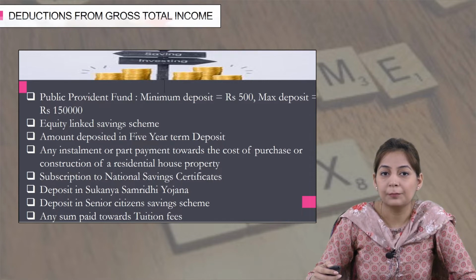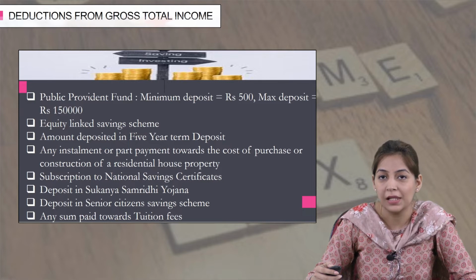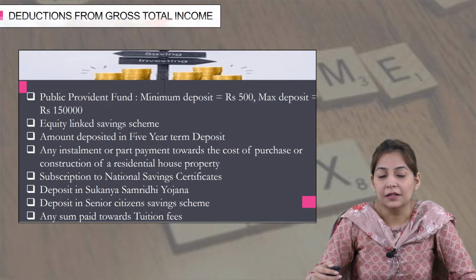This is the public provident fund known as PPF, where you can deposit a minimum amount of rupees 500 in a particular financial year and the maximum deposit can be of rupees 1,50,000. Here the lock-in period is of 15 years.